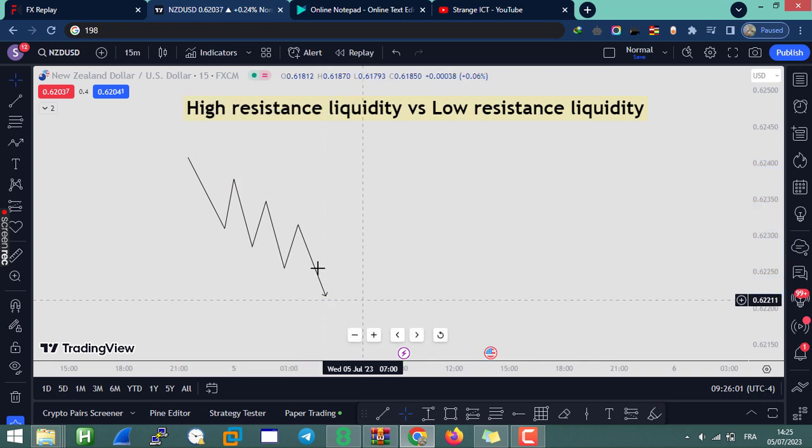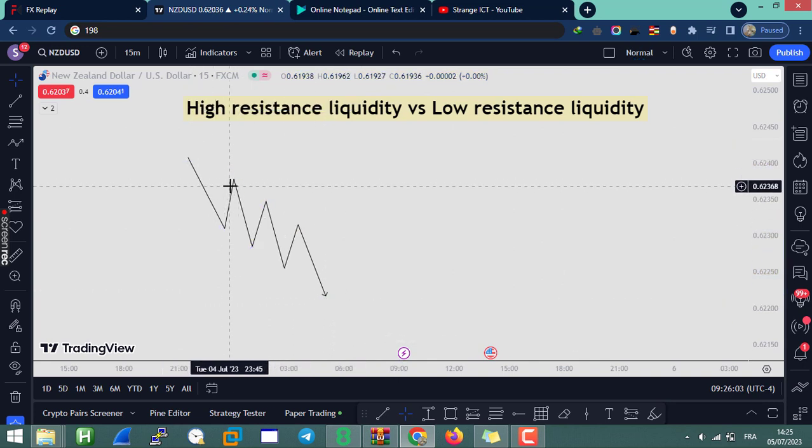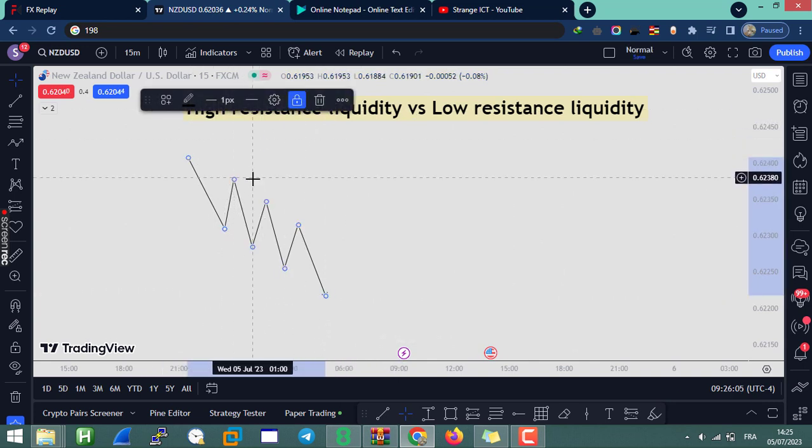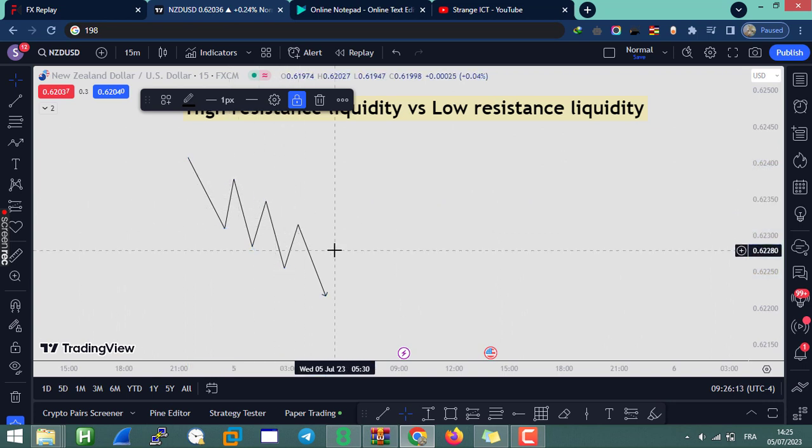You see this move right here. You see these failed swings. This swing couldn't penetrate or take liquidity above the swing. This one also. So these failed swings represent low resistance. Why is it low resistance?